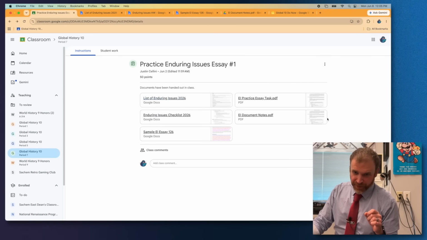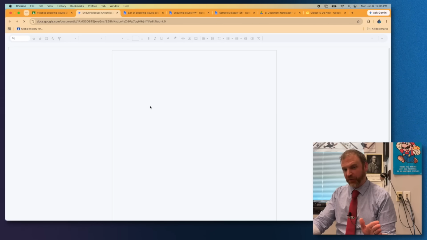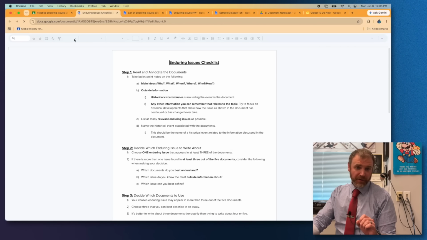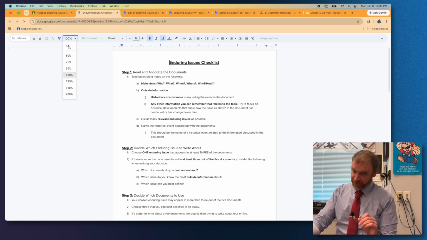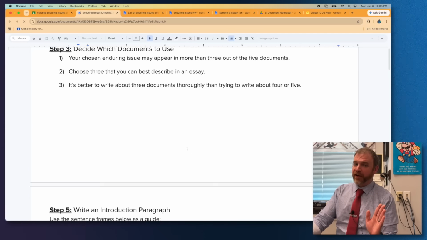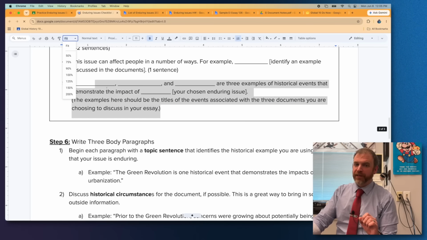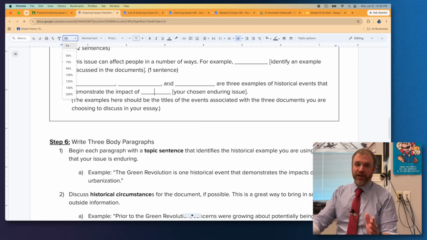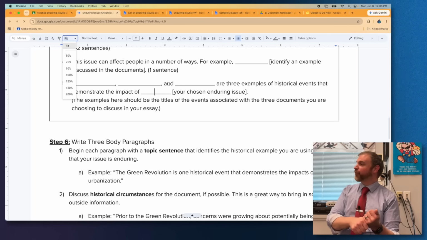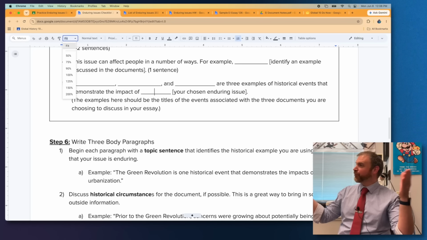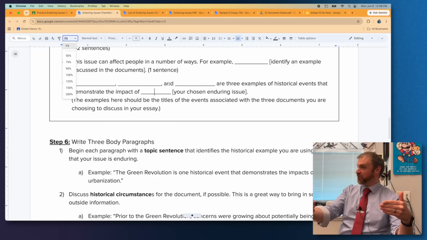So if you forget this, I also posted this checklist for you guys, right? Which gives some sentence frames for what to put where in your introduction paragraph. So you're just listing the 3 events from the documents you're using that show the impact of the enduring issue. So for me anyway, it would be Amritsar Massacre in India, Tiananmen Square Massacre, and apartheid in South Africa are 3 examples from history that show human rights violations.